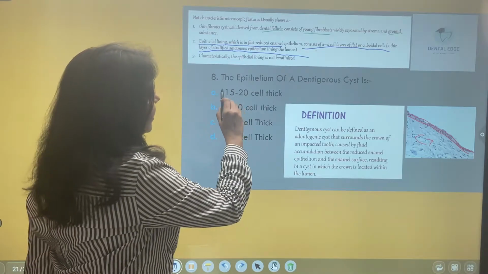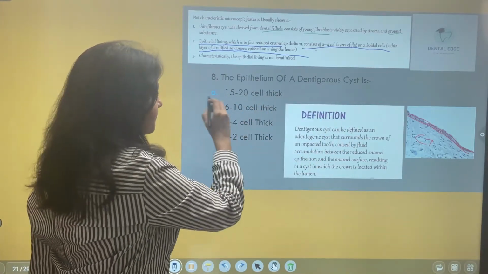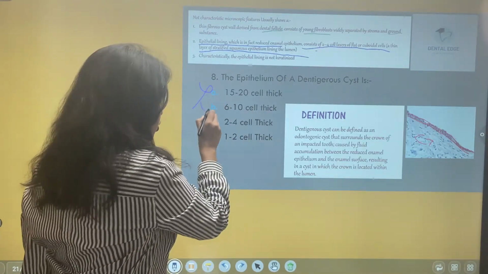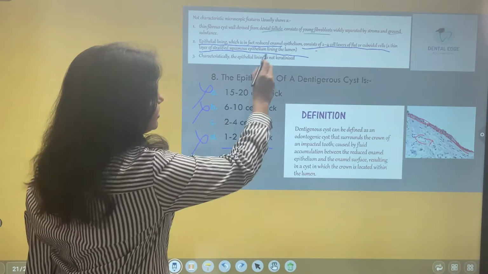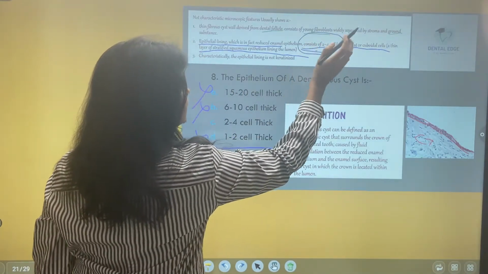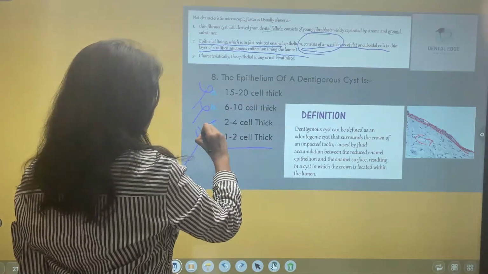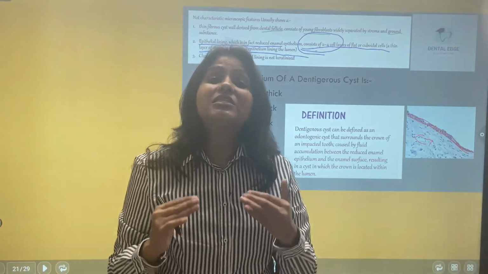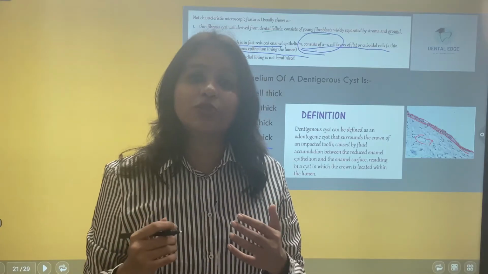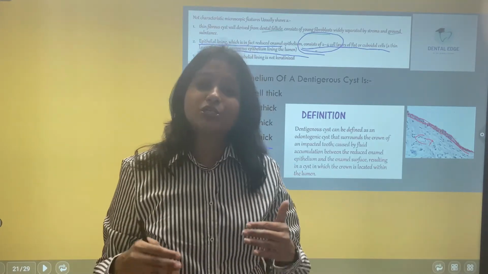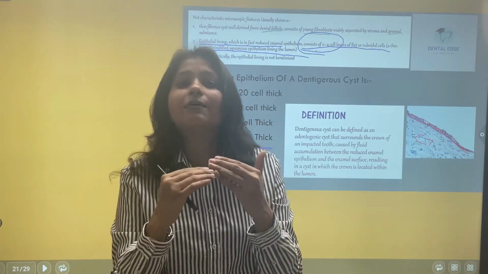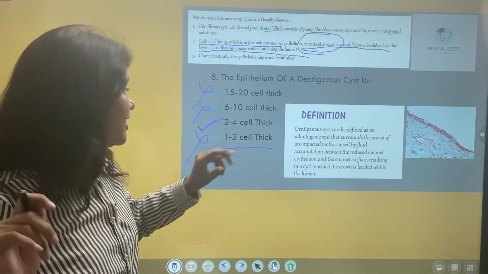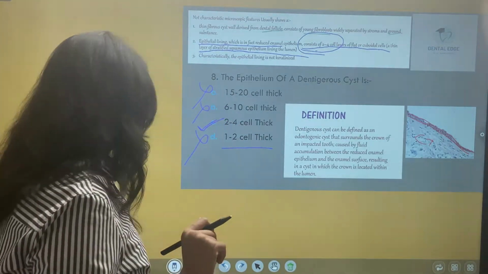So the question is, the epithelium of a dentigerous cyst is 15 to 20 cell thick? This is incorrect. 6 to 10 cell thick? No. 1 to 2 cell thick? No. What is the answer? It is 2 to 4 cell layers of thickness. So the correct answer is C, 2 to 4 cell layer thick. To brief, a dentigerous cyst surrounds the crown of an impacted tooth, and it is formed due to fluid accumulation between the enamel surface and the reduced enamel epithelium. So the epithelium is reduced enamel epithelium, which is 2 to 4 cell layers thick. So the correct answer is C.